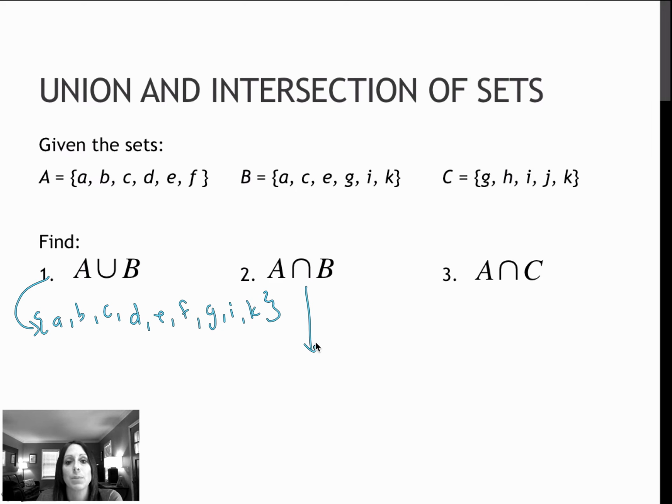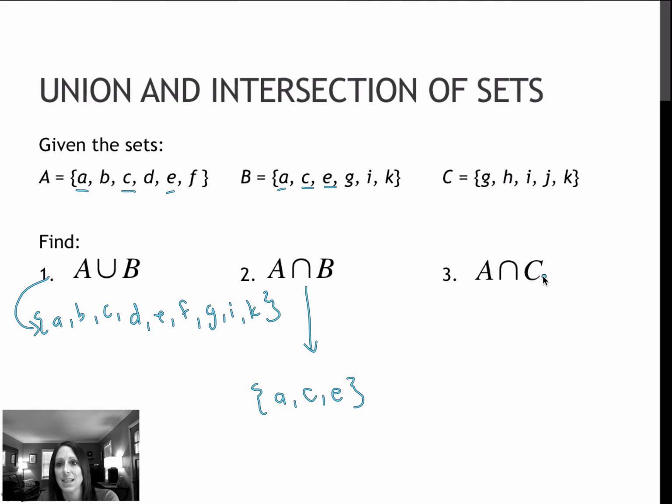Now A intersect B, we'll put down here. A intersect B is just what they have in common. So it looks like they have an A in common, and they have a C in common, and they have an E in common, and the rest of the stuff is not in common. So A intersect B would be just the stuff that would go in the middle, just what they have in common, A, C, and E.